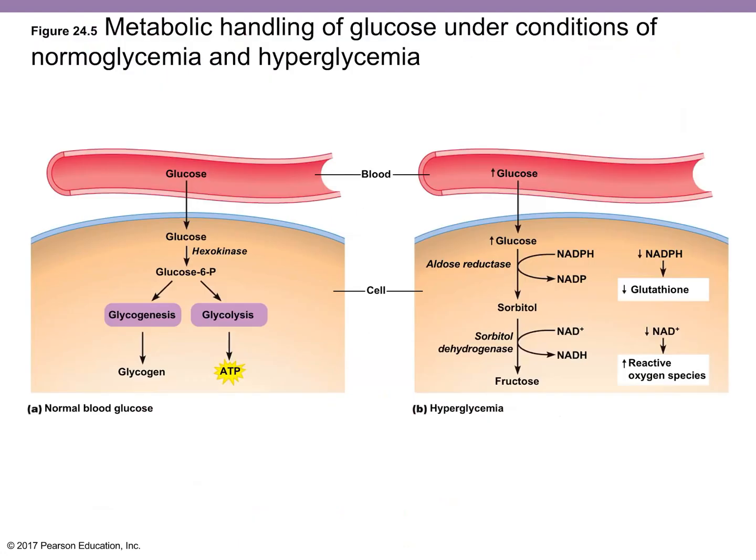So here's the image from your textbook, right? Here's glucose. Normal blood glucose is using hexokinase to enter into glycolysis, and glycolysis will ultimately produce ATP, or we can go ahead and build our glycogen, right? Either way, we're storing our glucose, we're using our glucose in a normal fashion. When you have hyperglycemia, right, we have our elevated glucose. Aldose reductase is taking it. It doesn't have a high affinity for it, but it's going to take it and turn it into sorbitol just because there's so much of it. And then the sorbitol can get turned into fructose.